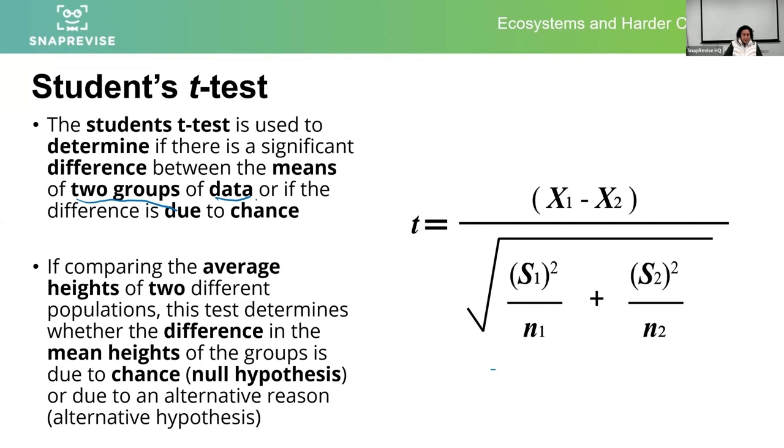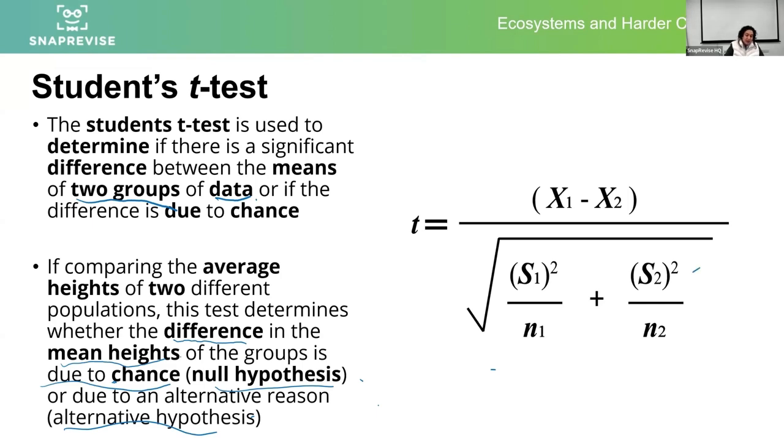So the difference in mean heights is what I'm measuring. My null hypothesis is that it's due to chance. And the alternative hypothesis is that there's an underlying biological reason. Now, let's break down this formula here, which is a little bit scary. But we're going to break it down.